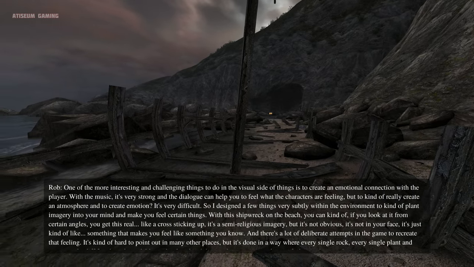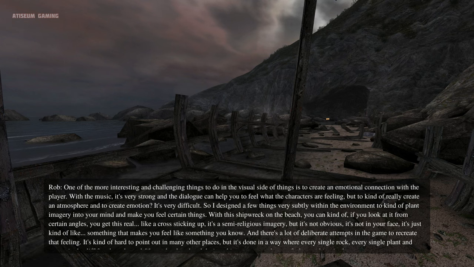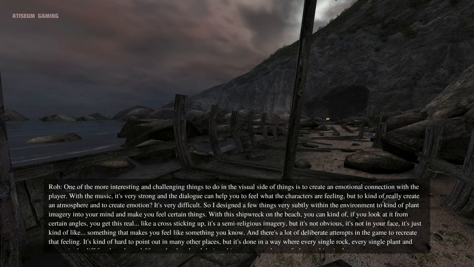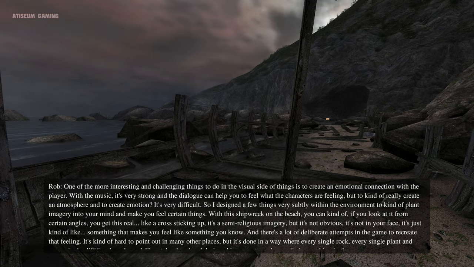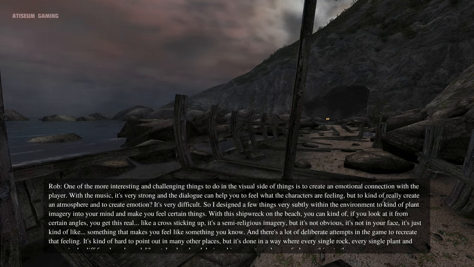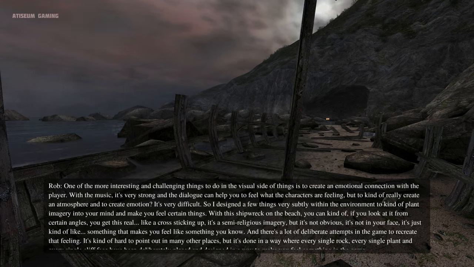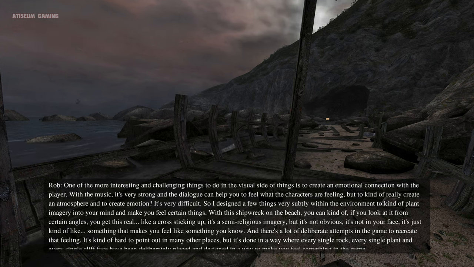One of the more interesting and challenging things to do on the visual side of things is to create an emotional connection with the player. The music is very strong, and the dialogue can help you feel what the character's feeling, but to really create an atmosphere and emotion is very difficult. So I designed a few things very subtly within the environment to plant imagery into your mind and make you feel certain things.